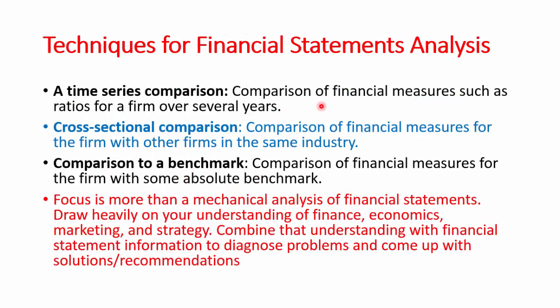So here I just give you the bird's eye view of the techniques used for financial statement analysis. Basically there are three techniques: time series comparison, cross-sectional comparison, and comparison to a benchmark. In time series analysis, you compare the financial measure over years. In cross-sectional analysis, you compare the financial measures across different firms in the same industry. Sometimes you can also do it across industries with certain limitations. And sometimes you can compare your financial measures, whether a ratio or anything else you use as a measure, to a benchmark. It could be a market, or an industry average, or something like that.